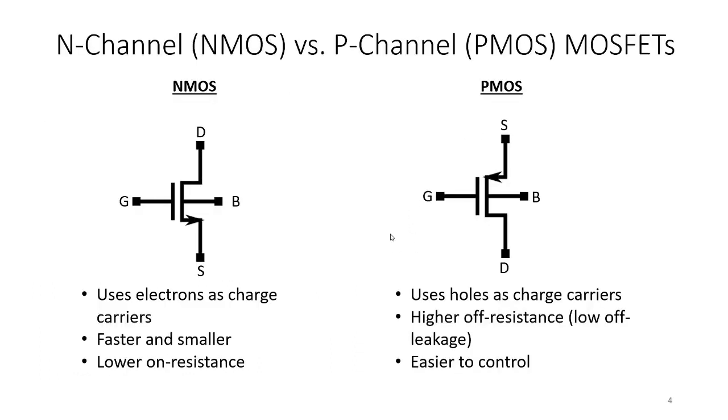So what are the two types of MOSFETs? There's an NMOS, or the N-channel MOSFET, and there's a PMOS, which is the P-channel MOSFET. The NMOS uses electrons as charge carriers. They're faster and smaller, and they have lower on resistance. On the other hand, the PMOS uses holes as charge carriers. They have higher off resistance, so that means it has low off leakage and is easier to control.